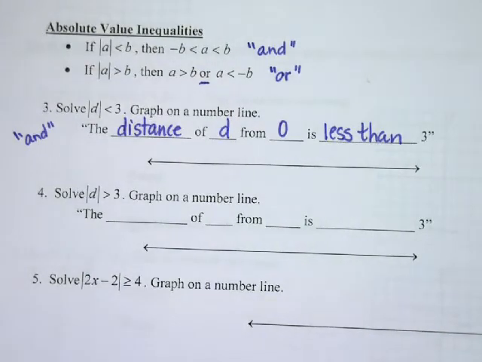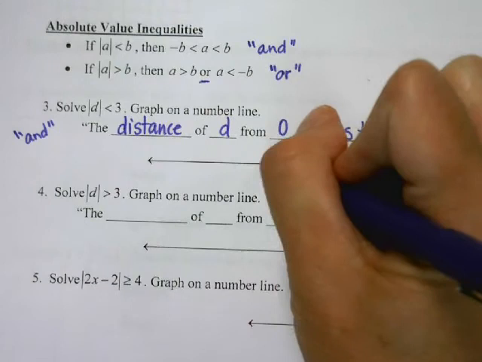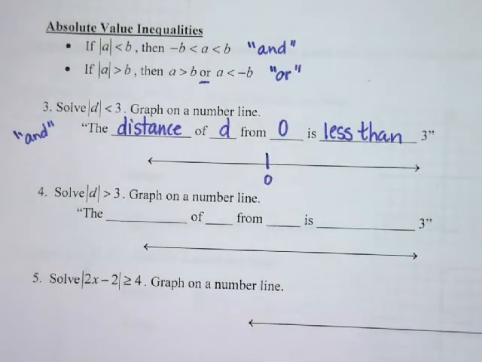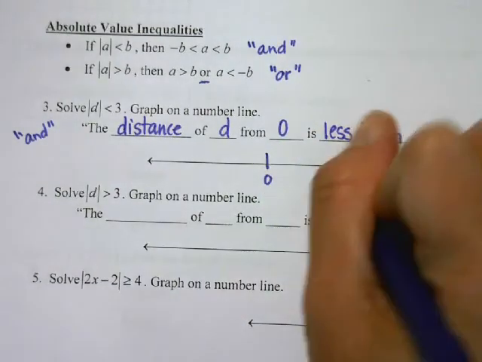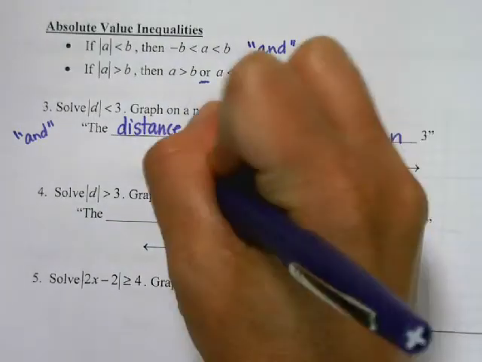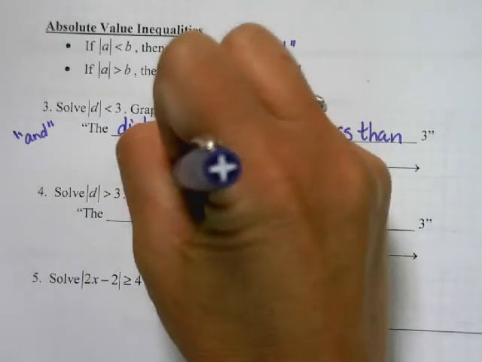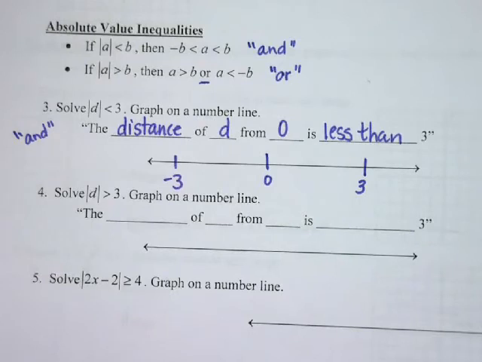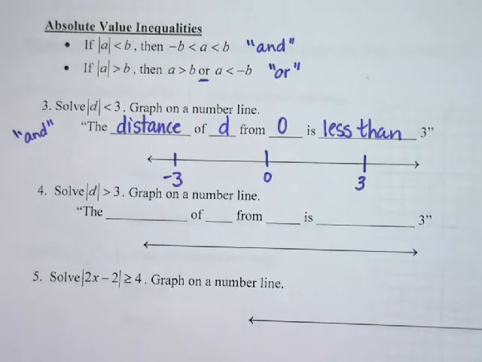Okay, let's draw a picture of that. All right, here's 0. There's positive 3. There's negative 3. I want to go a distance smaller than 3.